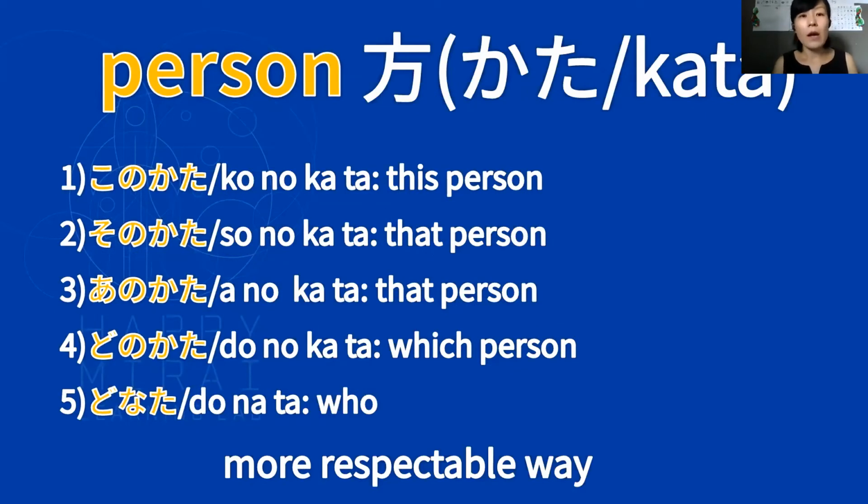If you need to be polite, there is actually another word, a kanji, 方. You can pronounce it as kata, okay? Also referring to a person. So simply you just change to kono kata, this person. Sono kata, that person. Ano kata, that person. Dono kata, which person? And donata, donata desu ka? Somebody is knocking on your door. Donata desu ka? Who's that? Yeah, donata.